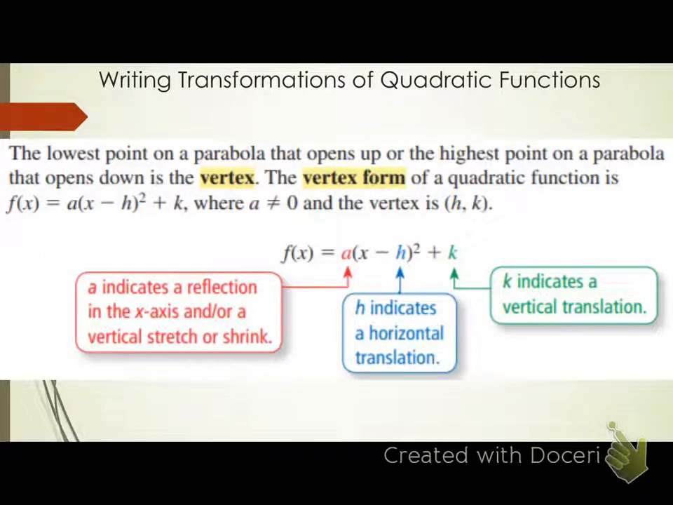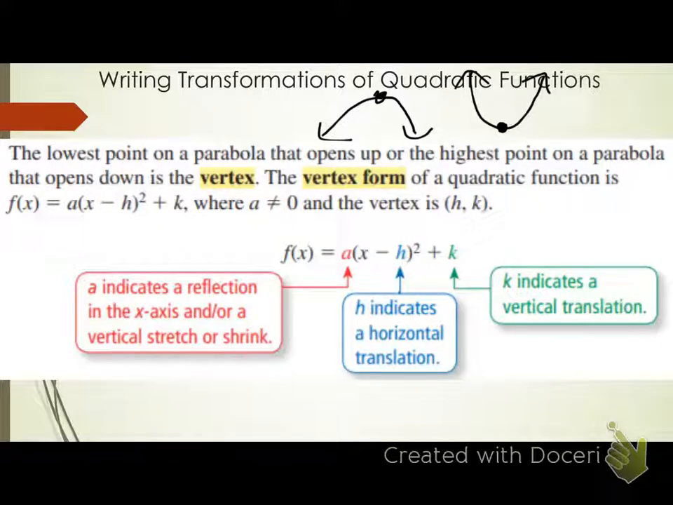Writing transformations of quadratic functions. The lowest point on a parabola that opens up would be right here. For a parabola that opens up, that is my lowest point. Or the highest point on a parabola that opens down would be right there. That is called my vertex. The highest or lowest point on a parabola, depending on which way it opens, is called my vertex.